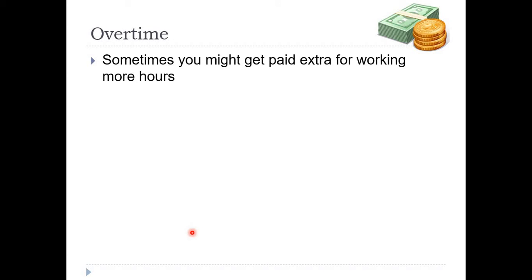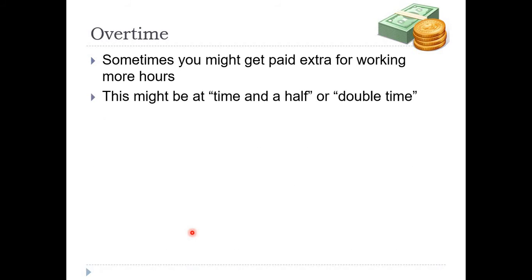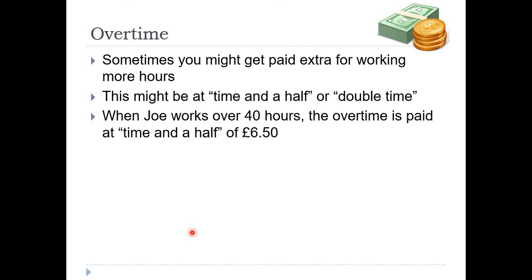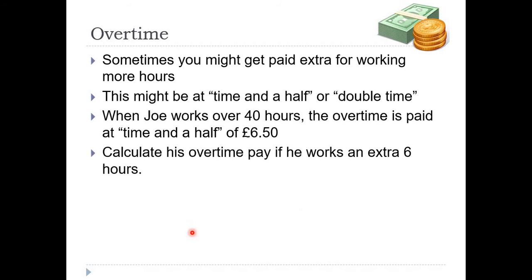Sometimes you might get paid extra for working more hours. So this might be at time and a half or double time. When Joe works over 40 hours, the overtime is paid at time and a half of £6.50. So calculate his overtime pay if he works an extra 6 hours.